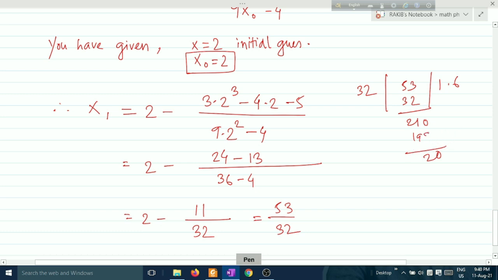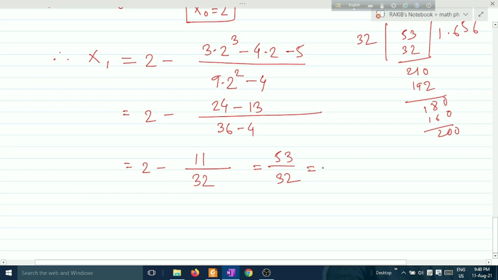192, sorry, 192, there will be 18, and this will be a 0, that means 1.67. Sorry, not 7, this will be a 5, 160, and there will be a 200, this means there will be a 1.656. The value of this thing is 1.656. Therefore, what will x1 be after the first iteration?